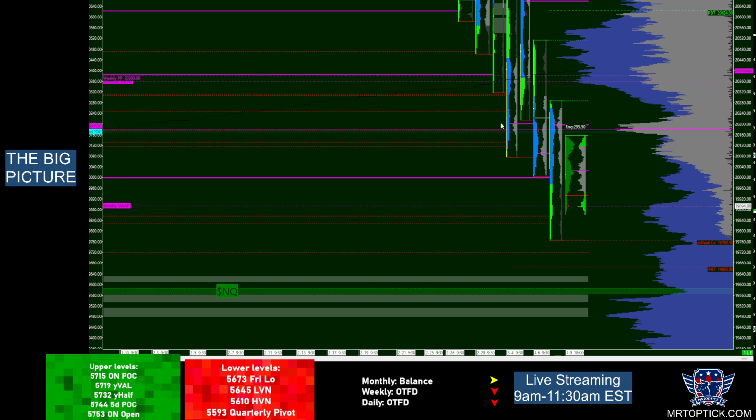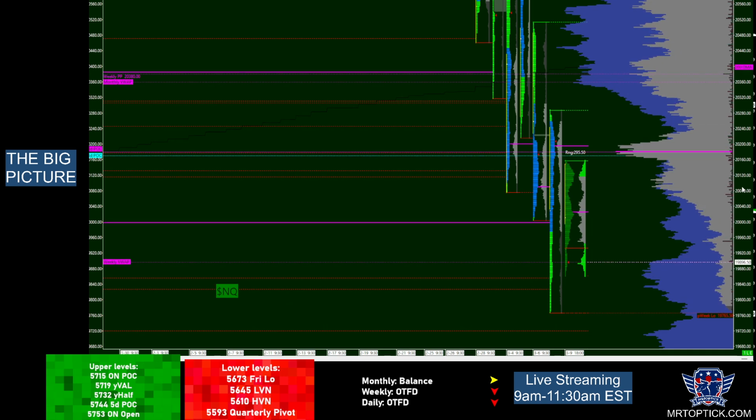It's the same structure as ES. So if we accept inside Friday's value, value area low for NQ is at 19,978. If we accept above that, then looking for a sweep of value, first big target is that 20-day point of control here at 20,180. Holy moly, what was that?